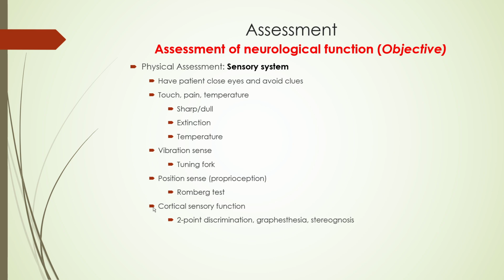And so the other thing is extinction, which is touching both sides at the same time. So just a simple touch on both, let's say, lower extremities. Can they feel it on both sides? And sometimes the patients can only feel on one side, so that would be an abnormal finding.